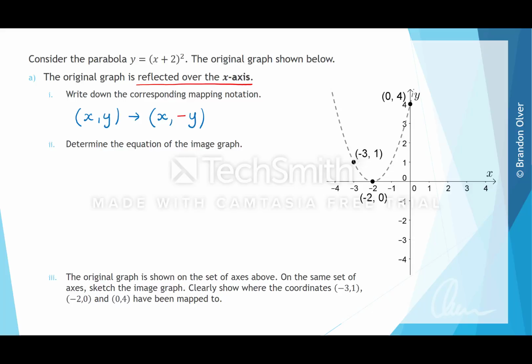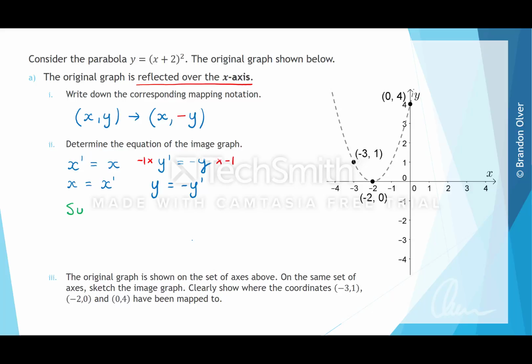For the next part of this question, we want to determine the equation of the image graph. From our mapping notation, we generate two equations. The first one is that the transformed x values are just equal to x, and the transformed y values are equal to -y. The next step is to solve for the non-dash terms. For the first equation, we just have x equal to x dash. For the next equation, we multiply both sides by -1. This gives y equal to -y dash.